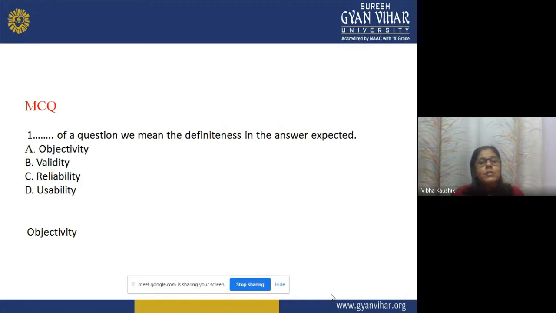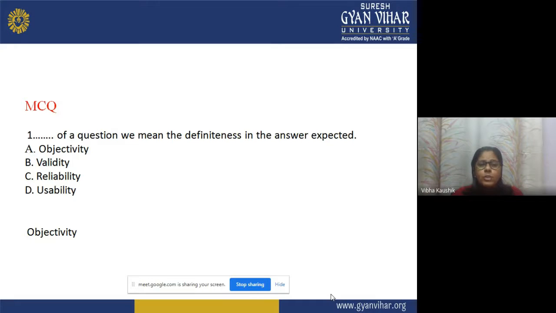Now let us discuss some MCQs on the topic which we have discussed today, as MCQs are the best tool to know your learning outcomes. Now the first one: dash of a question means the definiteness in the answer expected. It means we are definite that this can be the answer.